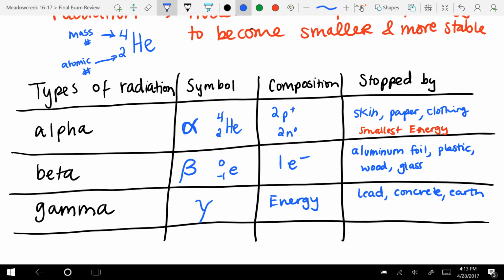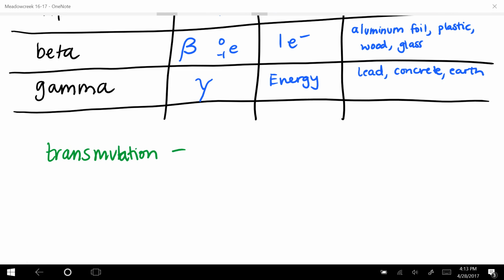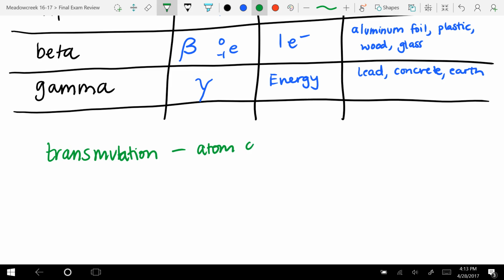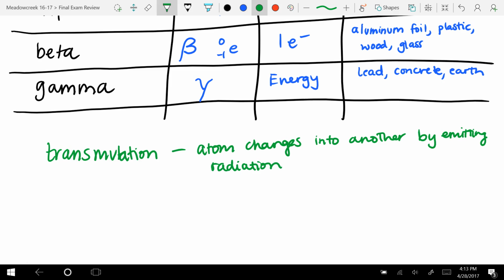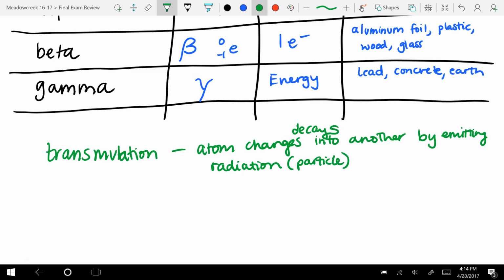Now, when we talk about these kinds of things, we need to talk about transmutation. Transmutation is when an atom changes into another by emitting radiation as a particle. You can have alpha, beta, or gamma decay. When we say an atom changes into another, we talk about decay because it gets smaller.